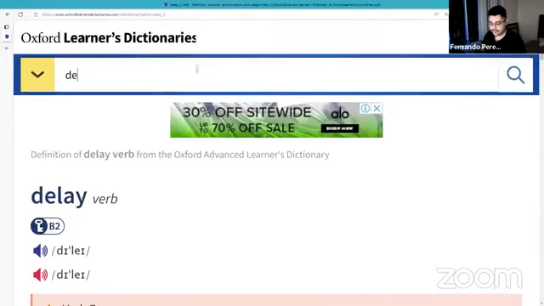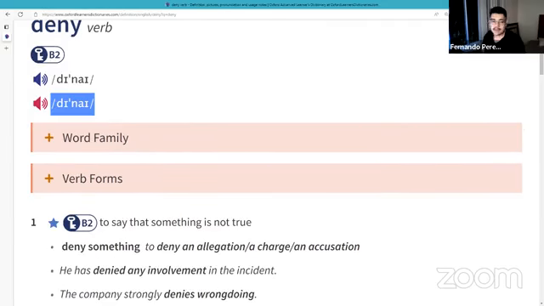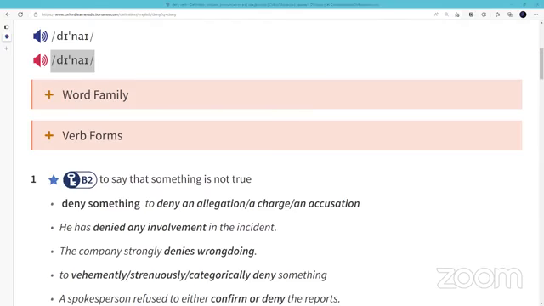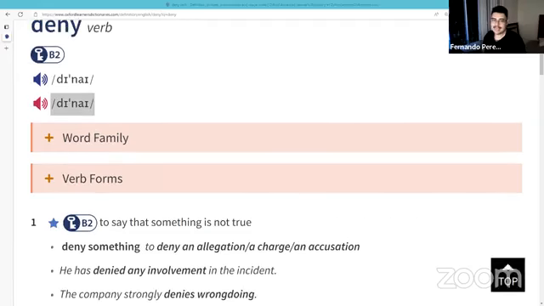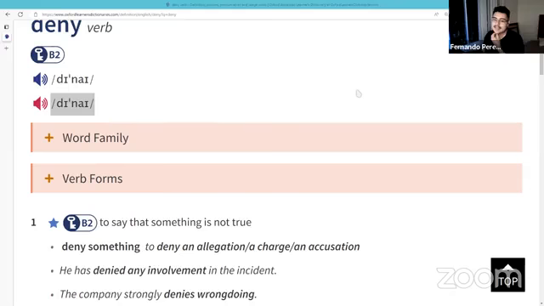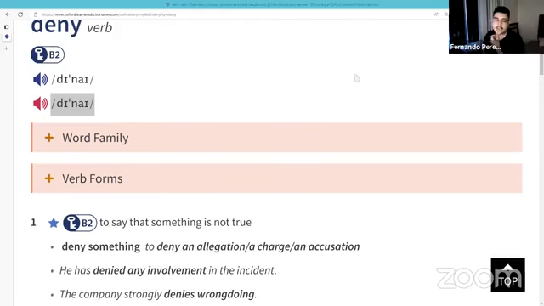Let's go to this one, also difficult. Robert, are you back? Yes, I'm here. Excellent. You read. Deny. Say that something is not true. Do you understand deny? It's like a liar? No, the contrary.